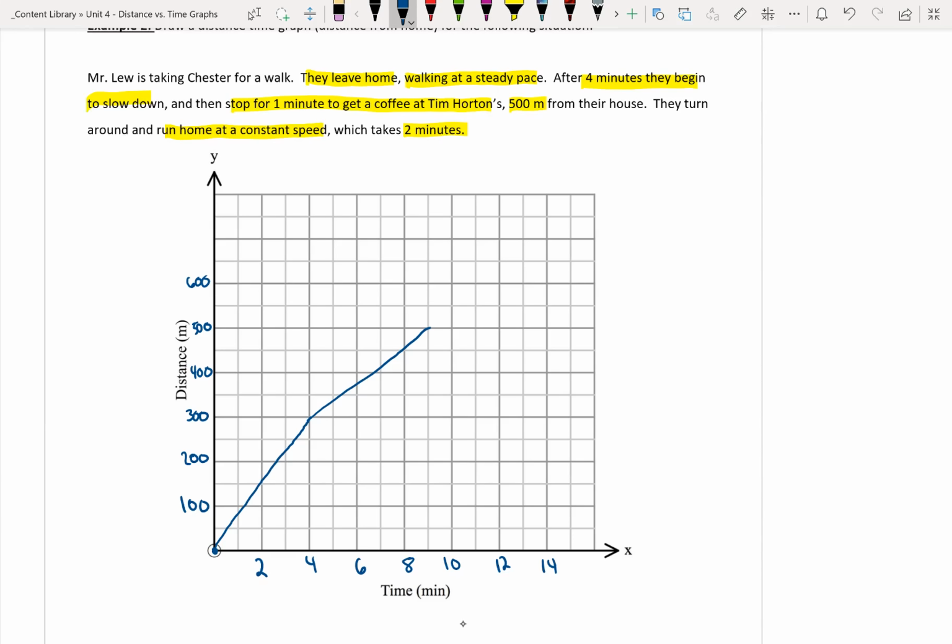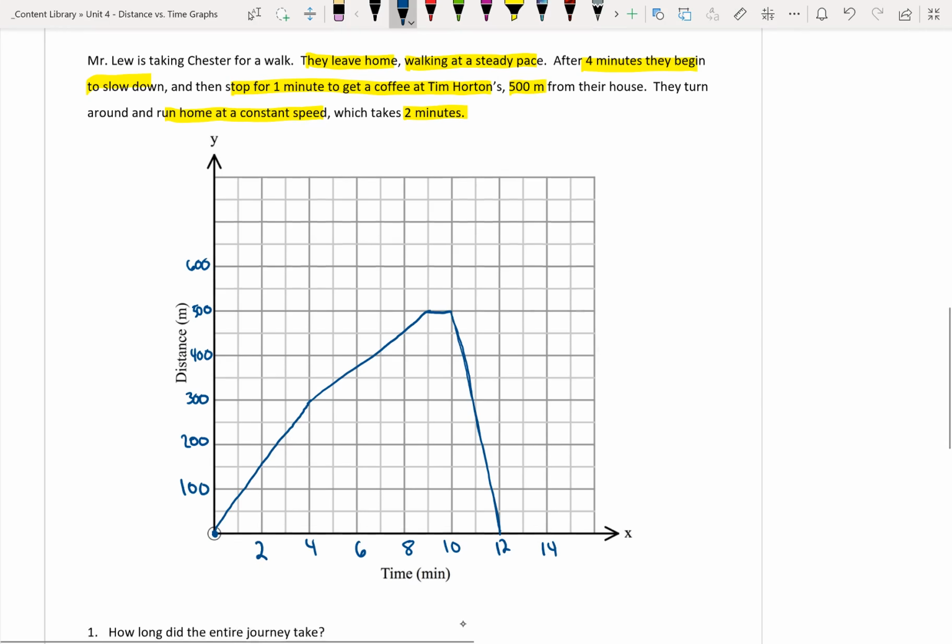So that takes us to 9 minutes. We stopped for a minute to get coffee, and we're at 500 meters from our house. And then we turn around and run home in 2 minutes. And it's going to be at a constant speed, which is our straight line. So that would be what our distance time graph would look like for this scenario. There are some parts that you can kind of make up as you go, but as long as you have something roughly in this shape, it should be good.